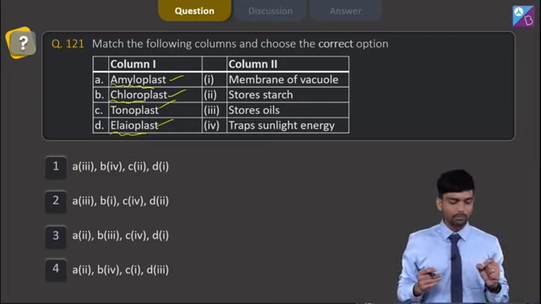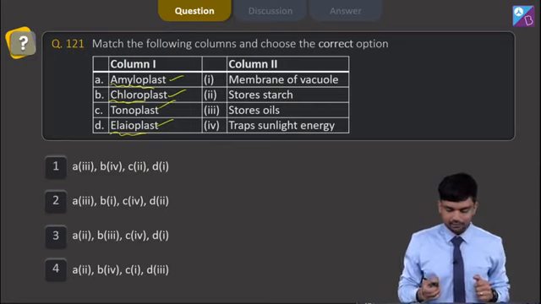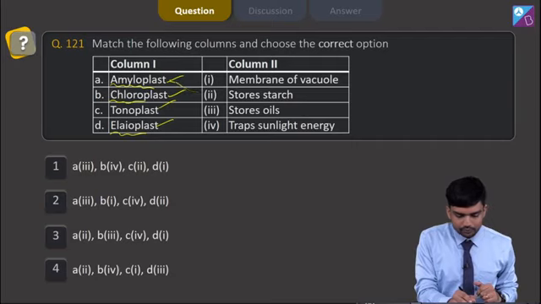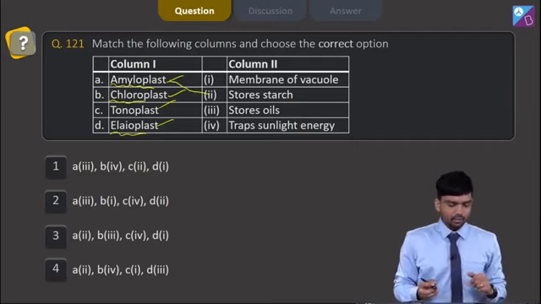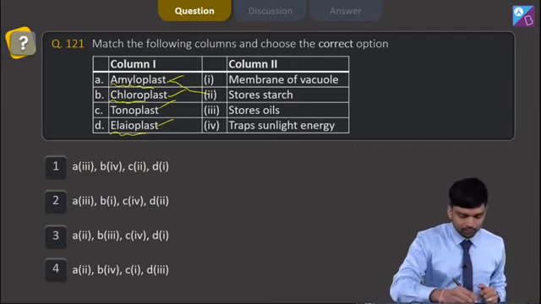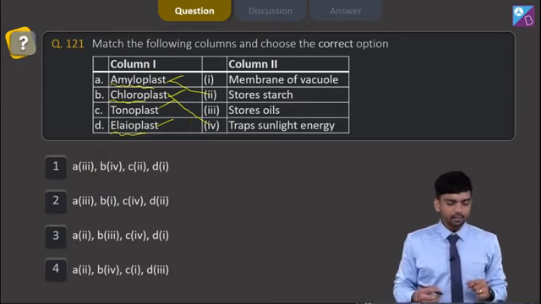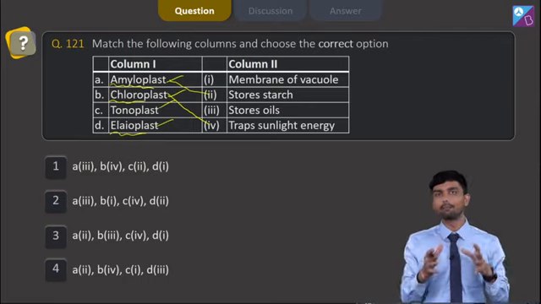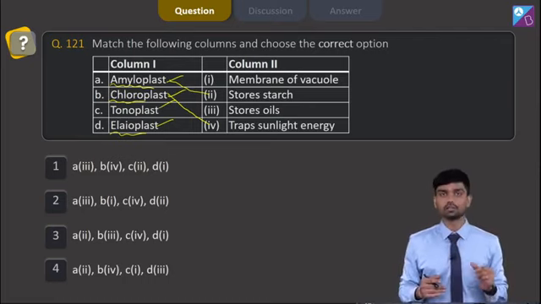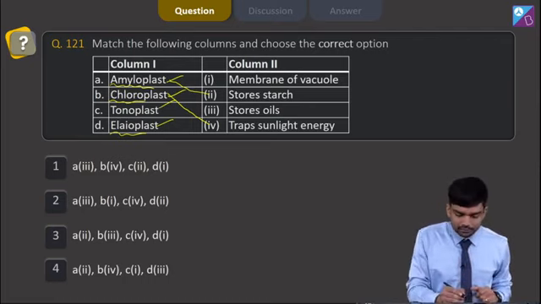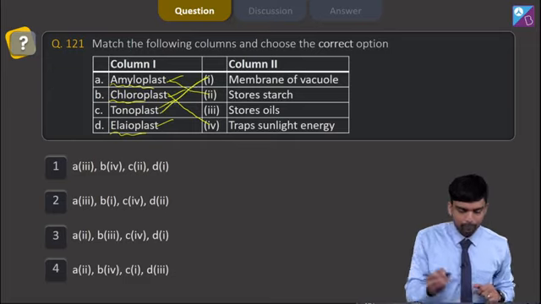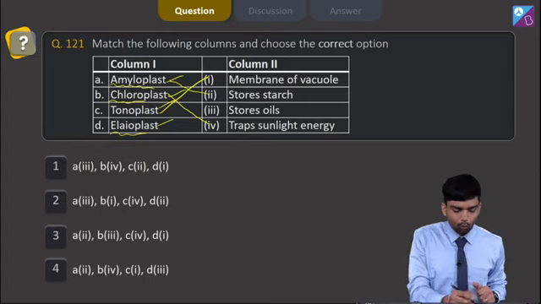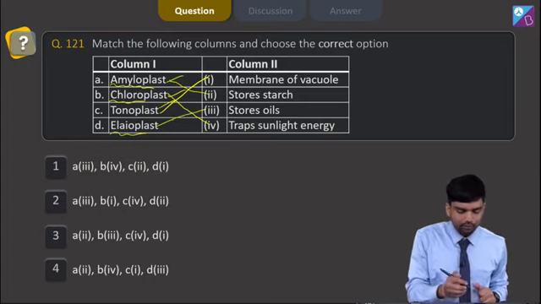So understand when I'm talking about amyloplast, these are the plastids which are actually storing carbohydrate. So in other words, they can store starch. Chloroplast is actually responsible for trapping the sunlight. When I'm talking about tonoplast, it's not a plastid, it is actually a membrane, the membrane of the vacuole which is found in plants. So tonoplast is actually the membrane of the vacuole. And when I'm talking about lyoplast, they actually store oils and these are a type of plastid.